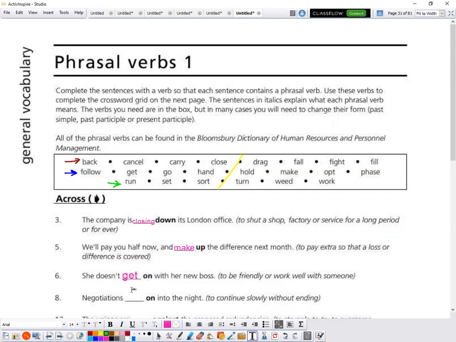Number 8. Negotiations on into the night. And the meaning is continue slowly without ending. Again, what is the meaning? Continue slowly without ending, still speaking, still discussing the topic. You talk with your manager about some topics, some points, some notices in the work. He said yes, you said no. Or you said yes, he said no. You still speak like this for a long time without ending. The answer is in the red line, the second half.